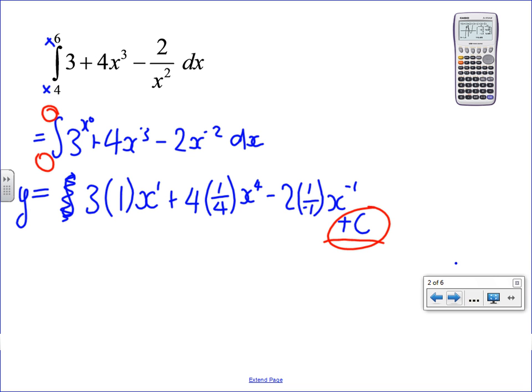So this means where x is 4, right? And this is where x is 6.